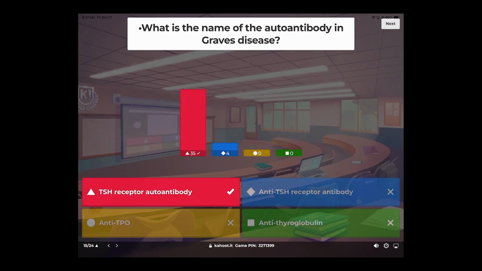This is the TSH receptor autoantibody. It's going to turn on the thyroid gland. It sits in the TSH receptor. It acts like TSH. But the thing is that TSH is normally a pulsatile secretion. This is going to happen all the time. The TSH receptor autoantibody will sit in the TSH receptor all the time and keep that thyroid gland pumping.